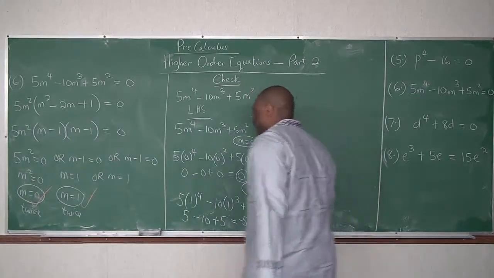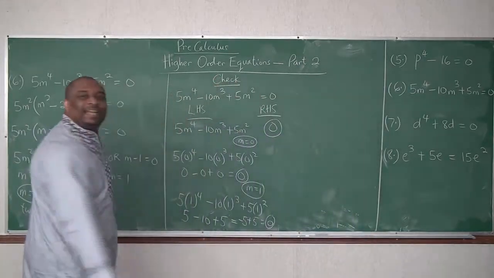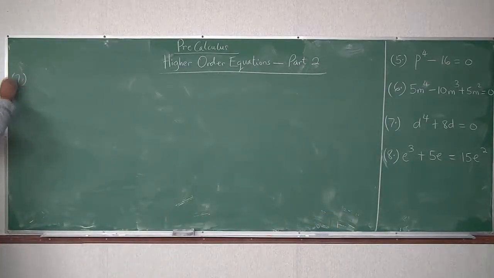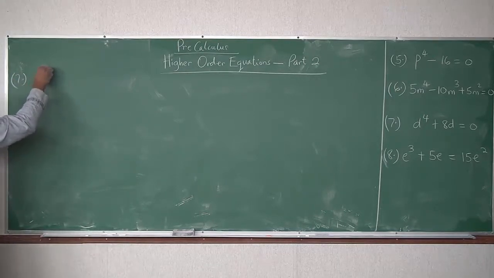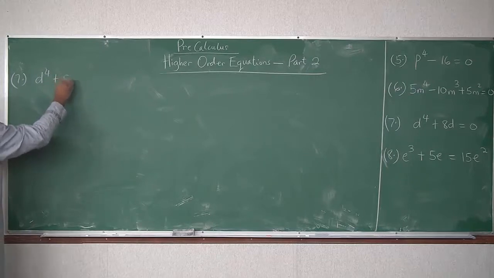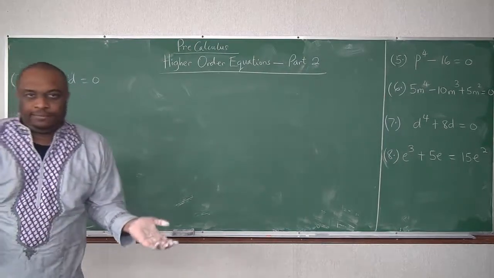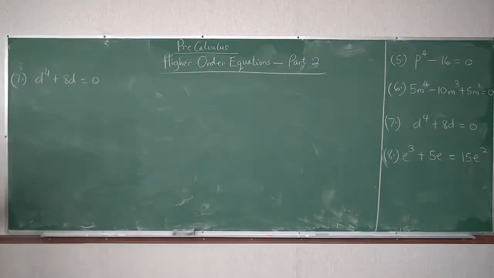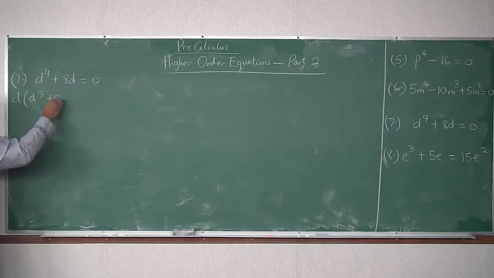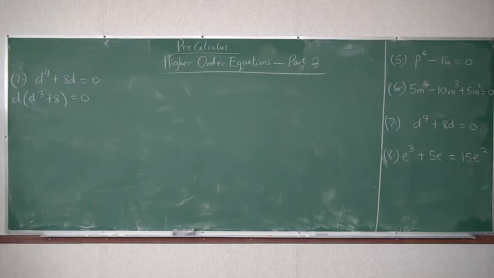Alright. Let's do question 7. d raised to the power 4 plus 8d equal to 0. What do you do first? Factor by GCF. That is the first thing you want to do. So this is d times d cubed plus 8 equal to 0. d cubed plus 8 equal to 0.